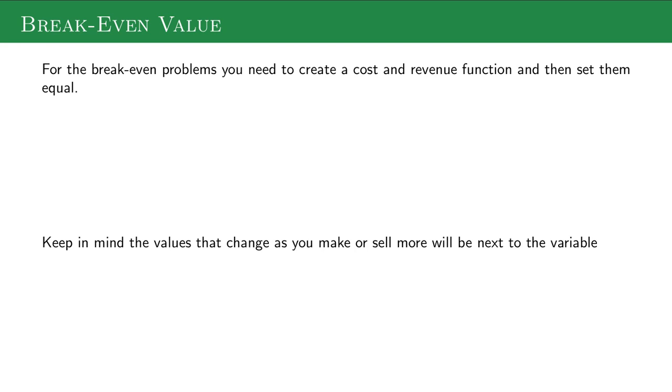Keep in mind that changes you make as you sell things are going to be next to the variable. So if you're selling shirts for $5, that's going to be 5x for all the shirts you sell.